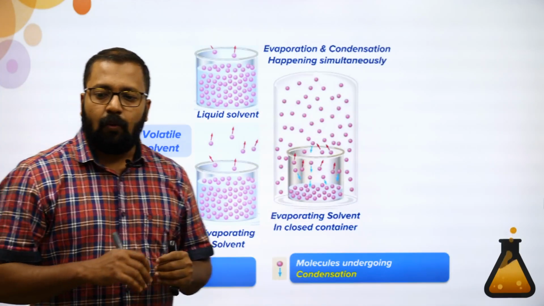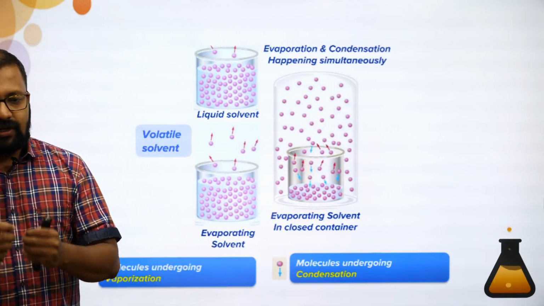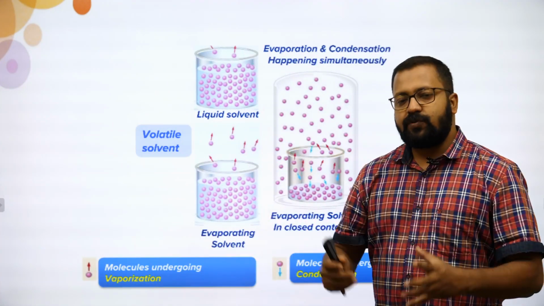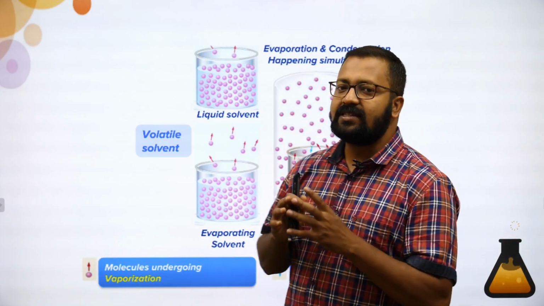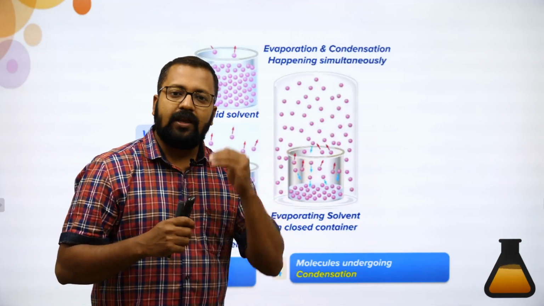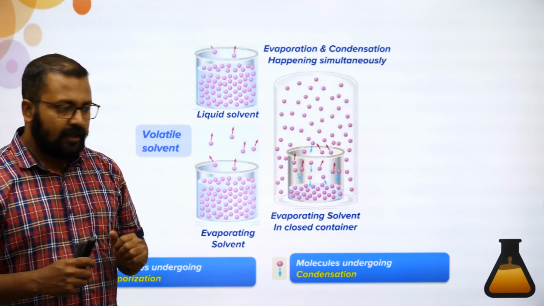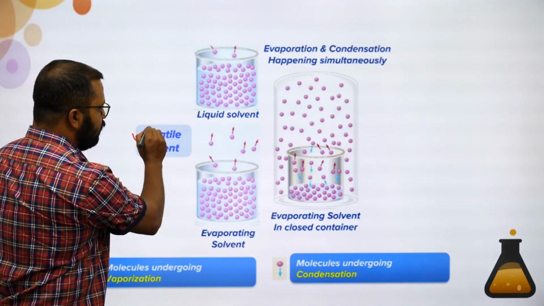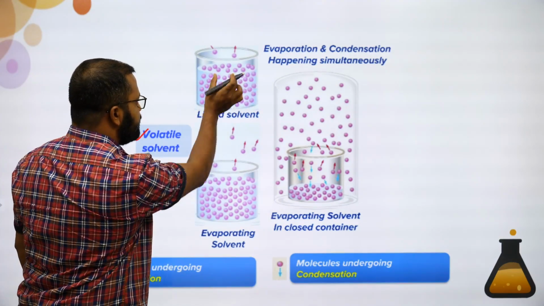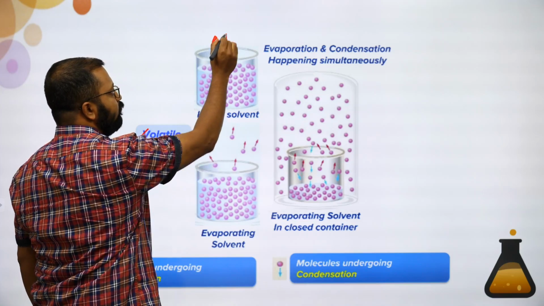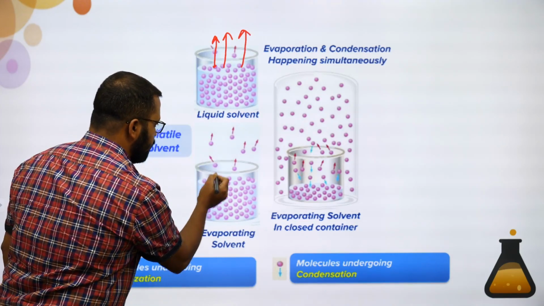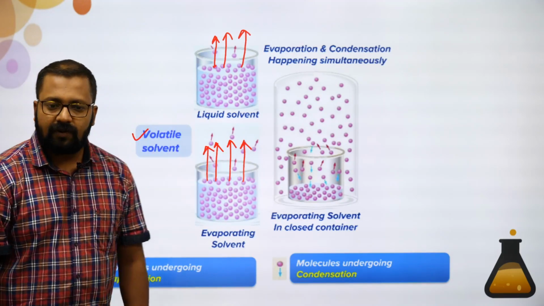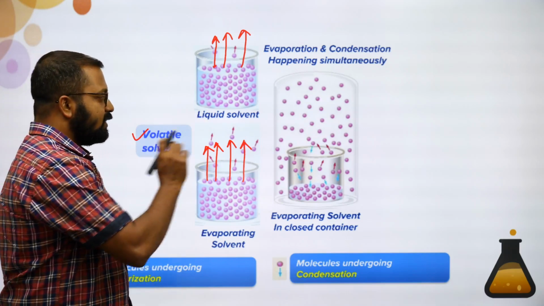What happens when evaporation takes place, or when a volatile substance evaporates? जब कोई सी चीज का evaporation हो रहा होता है, then molecules from the surface go into the vapor state, and if we take a volatile solvent, then ये liquid solvent है, इसके surface से molecules vapor में move कर रहे हैं. The solvent molecules are moving into the vapor state.